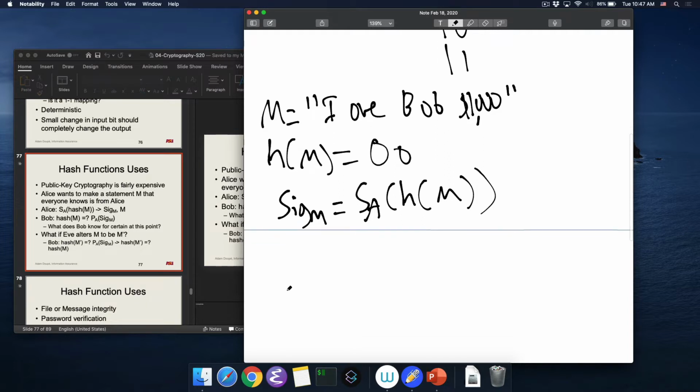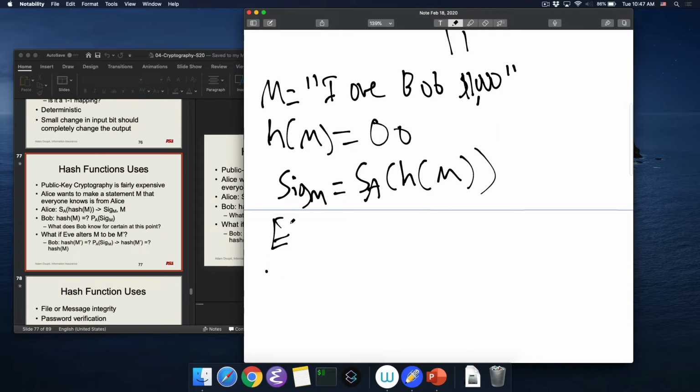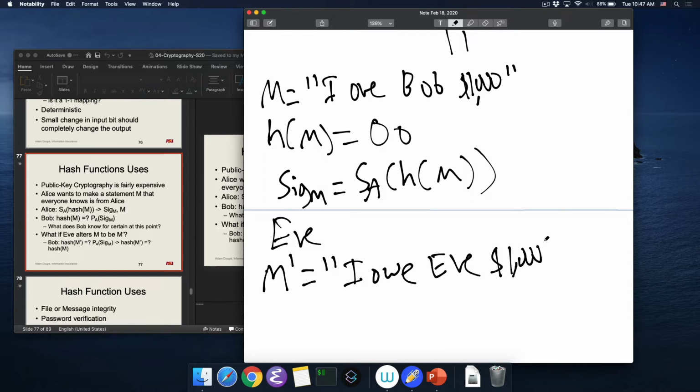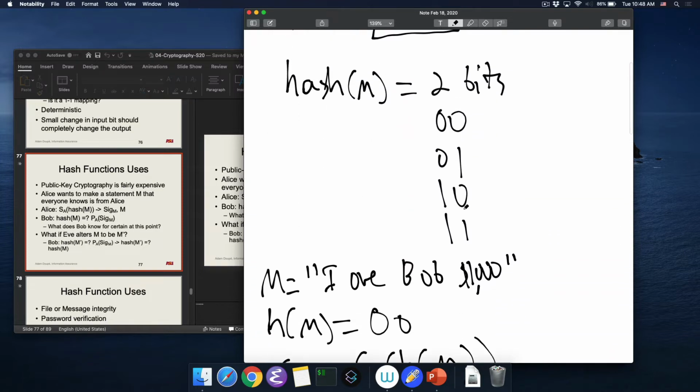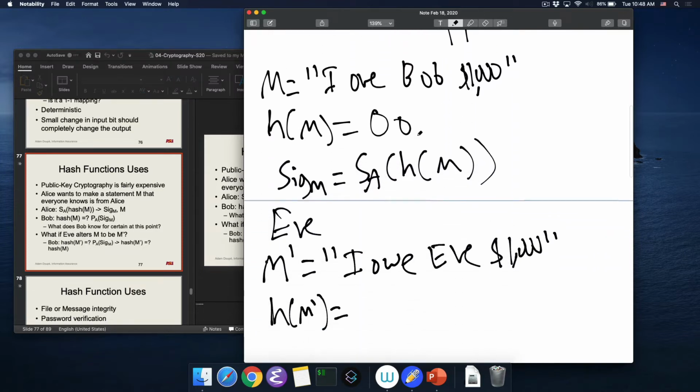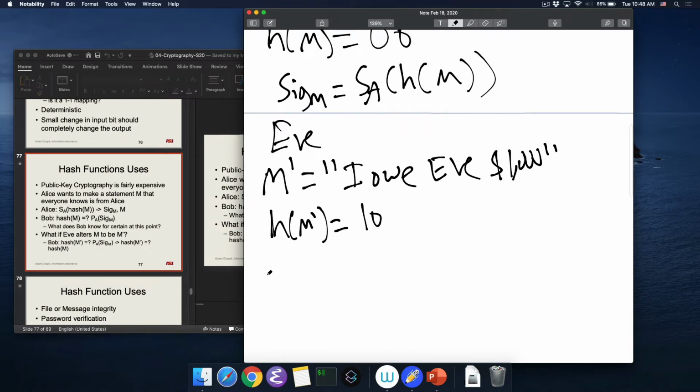So what does Eve want to do? Well, Eve wants money, but Alice doesn't owe her any money. So Eve wants, hey, here's a message prime that says, I owe Eve $1,000. Okay, so this is our message. So what happens if we run hash of this message on it, of message prime? What if he's very unlucky? What will it be? 1, 0.